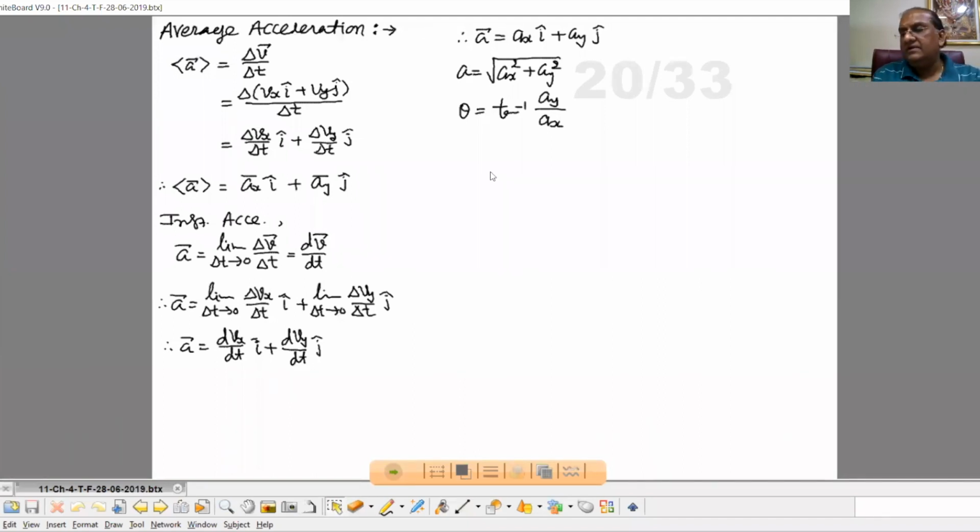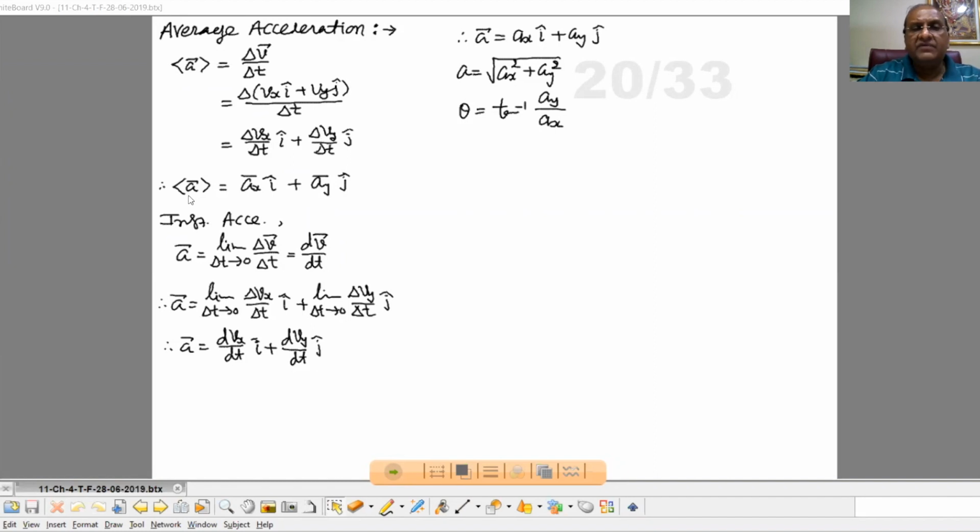Now see, first average acceleration. Average acceleration is the change in velocity upon the time interval, so delta V by delta T. Writing V as Vx i caret plus Vy j caret, upon delta T, we get delta Vx upon delta T i caret plus delta Vy upon delta T j caret.